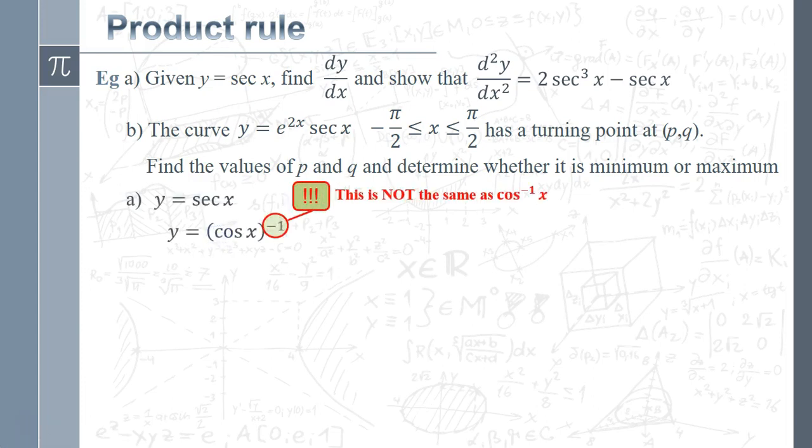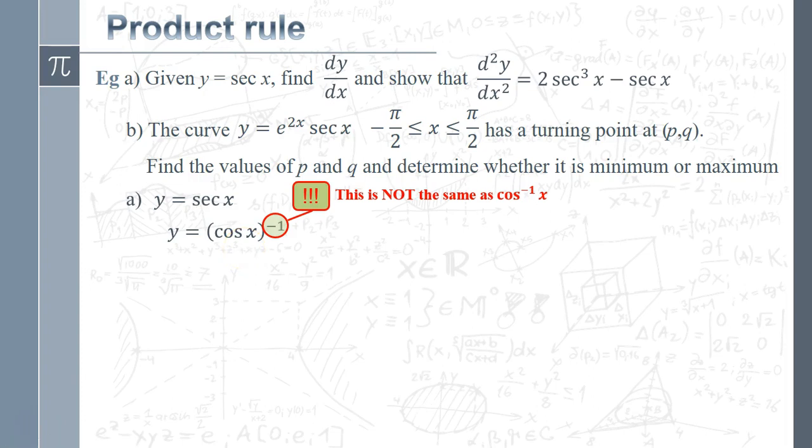What we're going to do is write sec x as 1 over cos x, which is cos x to the power minus 1. I've put a note there saying that that's not the same as cos to the minus 1 of x, because that is the inverse function. This one here is the reciprocal function. So those two things are absolutely not the same.